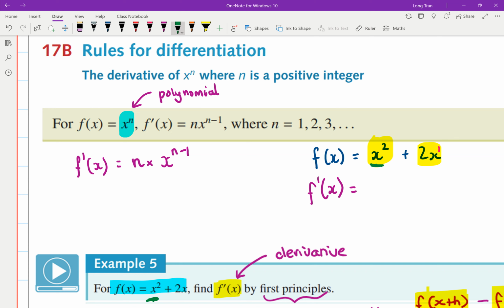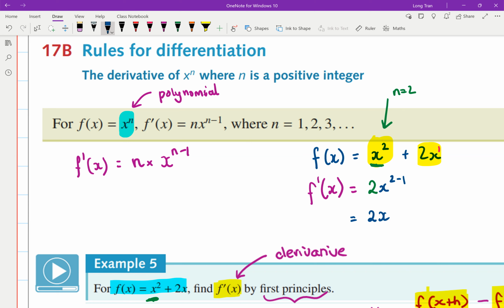x to the power of 2. What's n equal to in this particular term? What's n equal to? 2. n is 2. So according to my derivative rule, f dash should be 2 times x to the power of 2 minus 1. This should give me 2x to the power of 2 minus 1, which is just 1. So it's 2x to the power of 1.